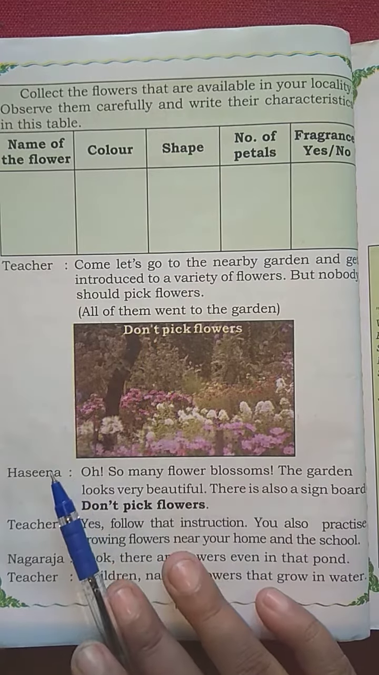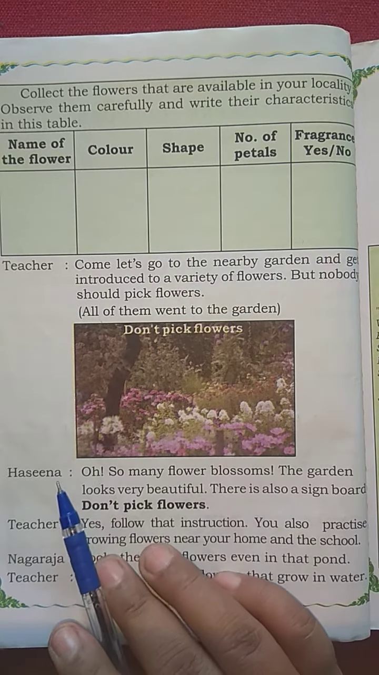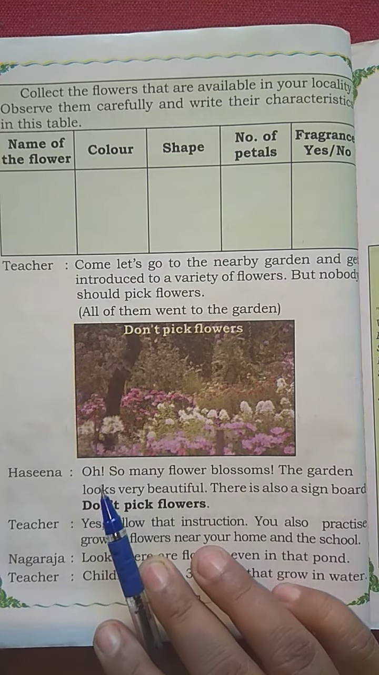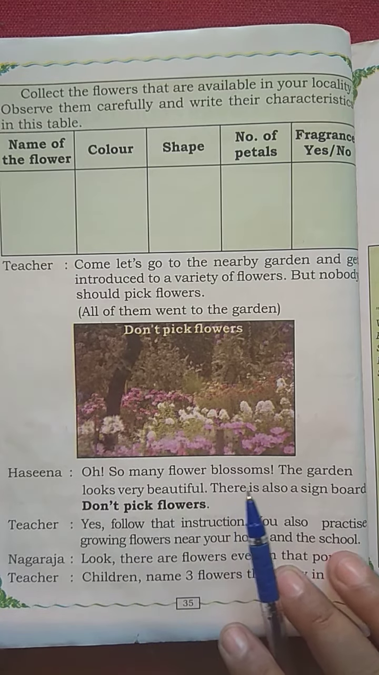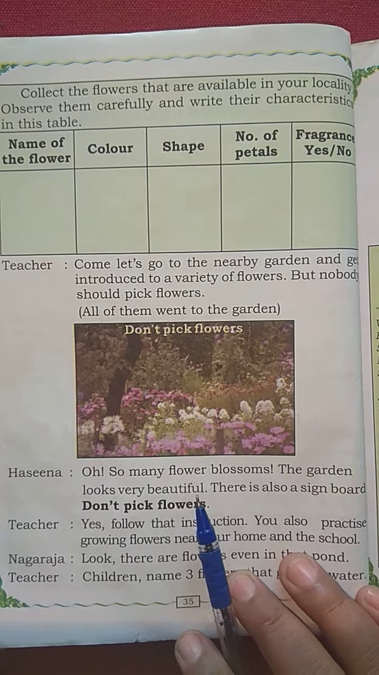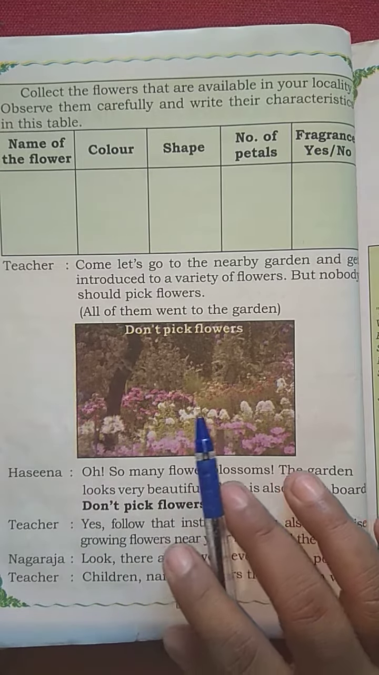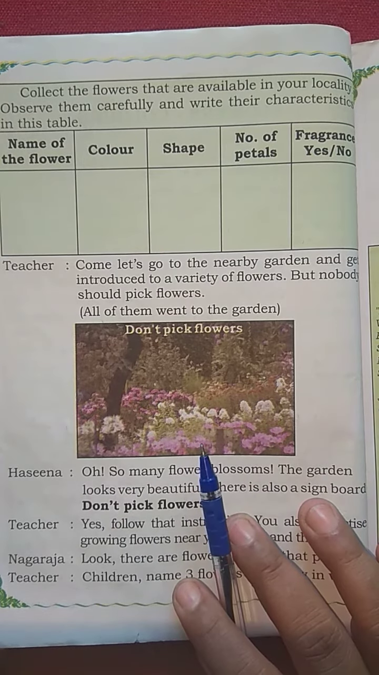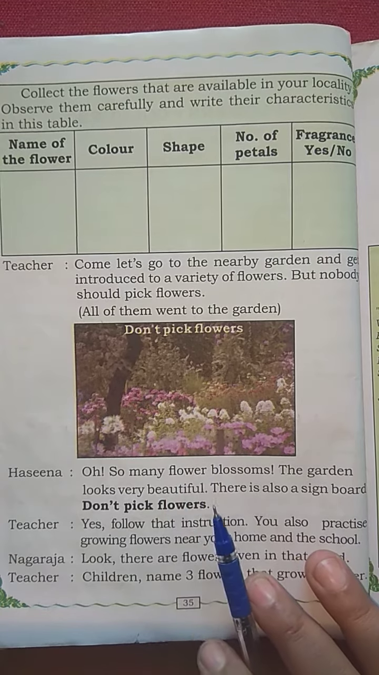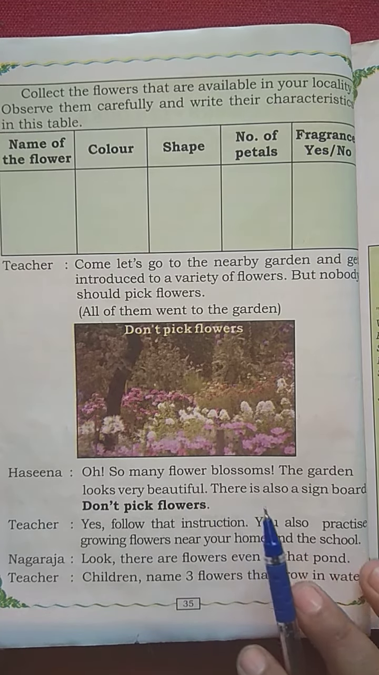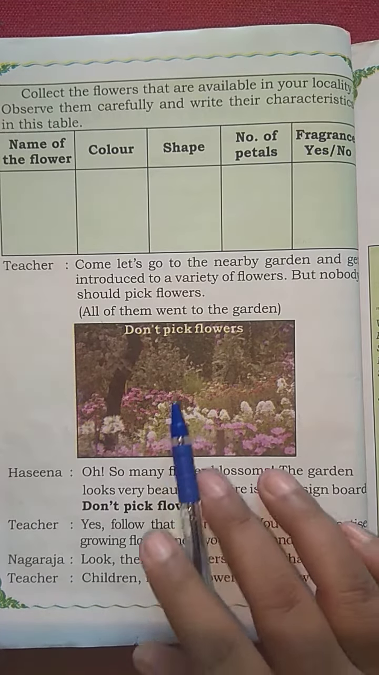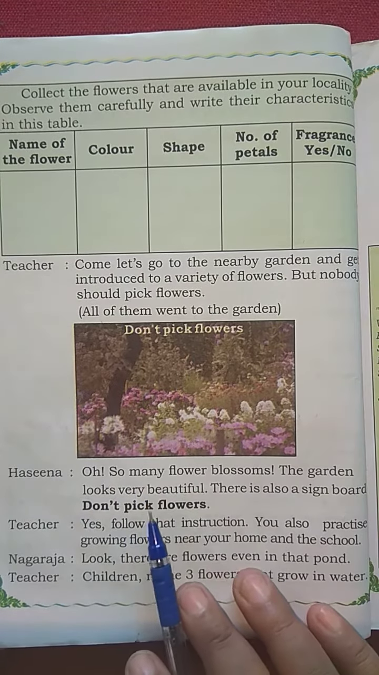Then one more, Hasina. What Hasina says here, just listen, children. Oh, so many flower blossoms. The garden looks very beautiful. In this picture, you can see a garden. Here are beautiful flowers. They have blossomed. Okay, and they look very beautiful. There is also a signboard. There is a signboard that says don't pick flowers.